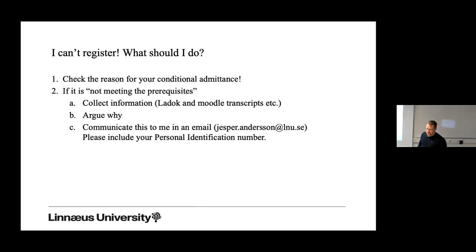What are the prerequisites? It's more or less that you should have one basic course in object-oriented modeling and system design. And you should have one basic software engineering course. There is also a credit requirement. But you can go to the university web pages, just search for the course code and lnu.se, and you will find the syllabus on that page, and you can look it up there.